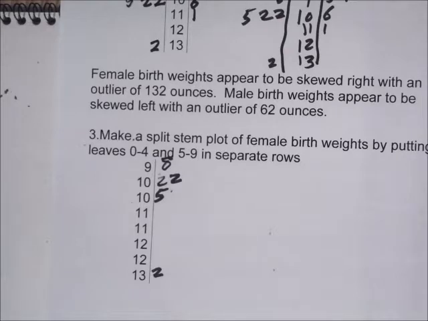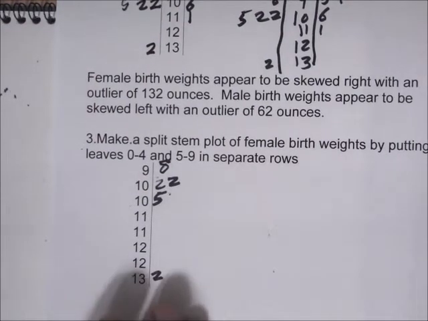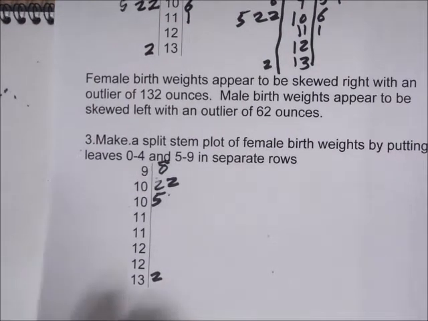It's a split stem plot where we're splitting each row into two different rows. So leaves 0 to 4 would be in the first row 10, leaves 5 to 9 in the second row 10, and so forth. So that's useful if you have a large data set. It's not so helpful for this data set, because this data set is relatively small.